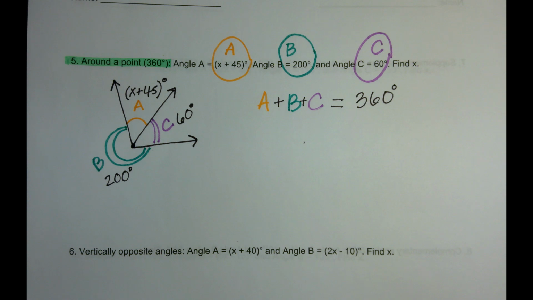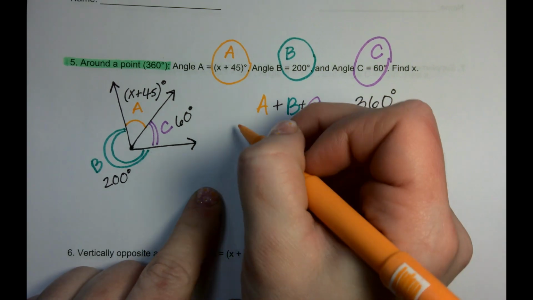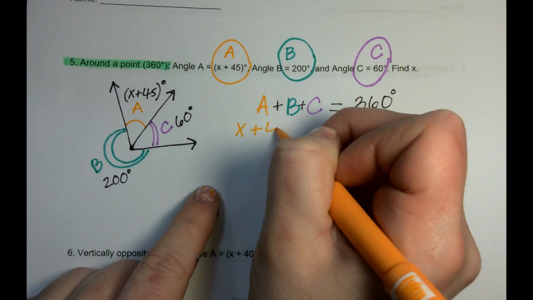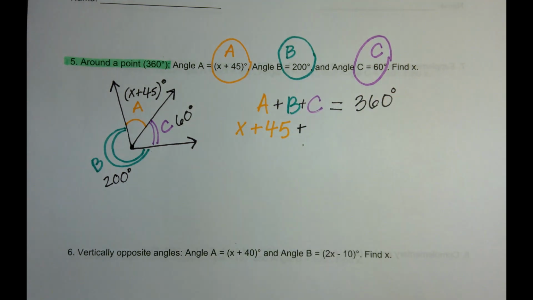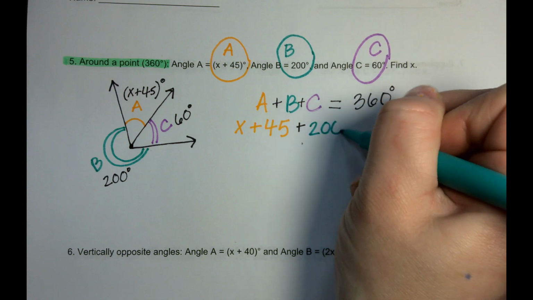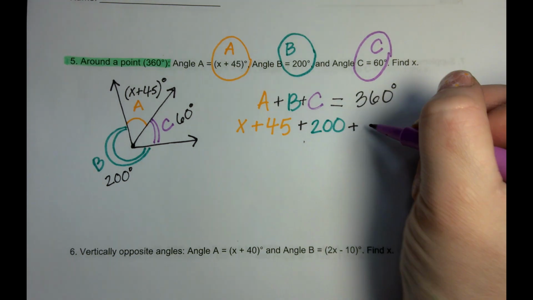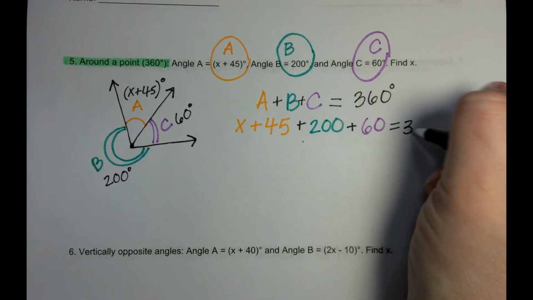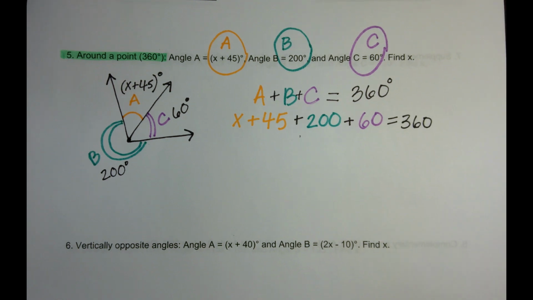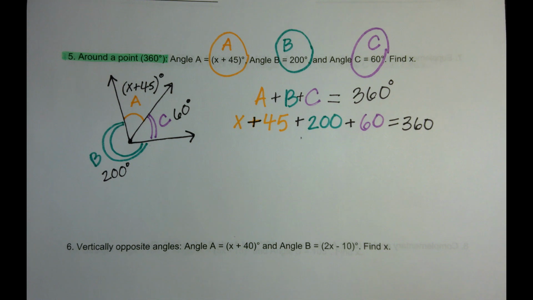You're doing amazing. So let's replace A, B, and C with the values they gave us. For A, we're gonna write x plus, good, x plus 45, plus B is 200, plus C is 60, equal to 360. Amazing. And I'm going to make that plus sign black just for fun.